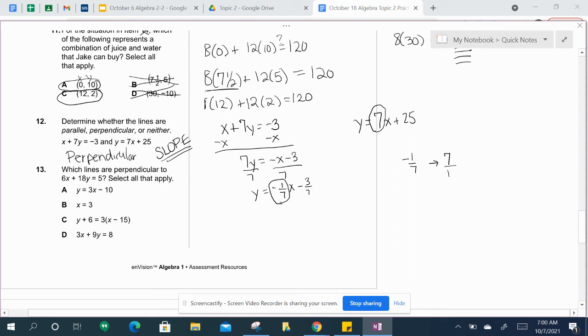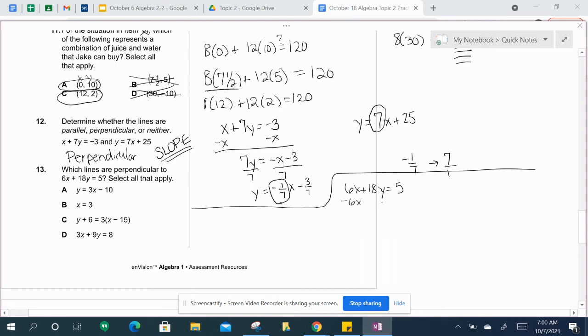All right, number 13 uses the same concepts. It says which lines are perpendicular to 6x plus 18y equals 5. So the first thing I need to do is find the slope of 6x plus 18y is equal to 5 so that I can see what I'm looking for. So I'm going to do that by solving for y.